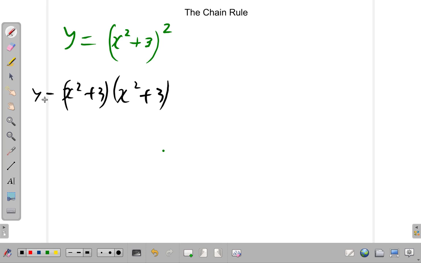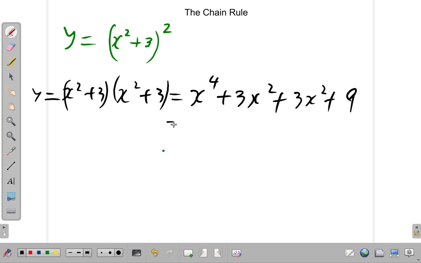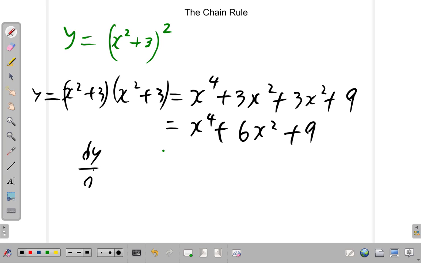So this is y equals this. What would this be now? x squared by x squared gives you x to the 4th, plus x squared by 3 is plus 3x squared, plus 3 times x squared gives you 3x squared, plus 3 times 3 gives you 9. So what you have is x to the 4th plus 3x squared plus 3x squared gives you 6x squared plus 9.